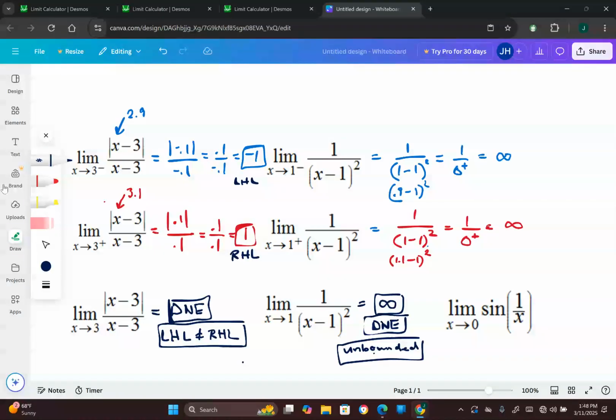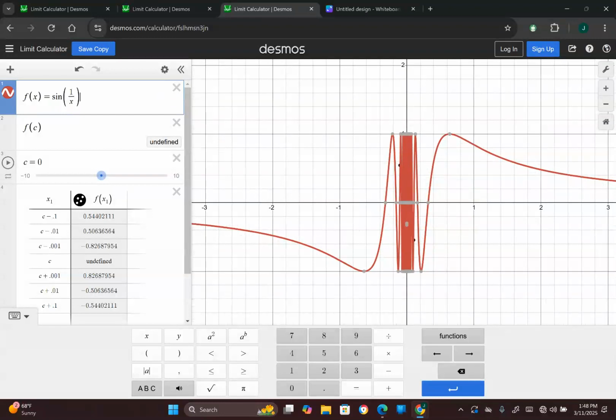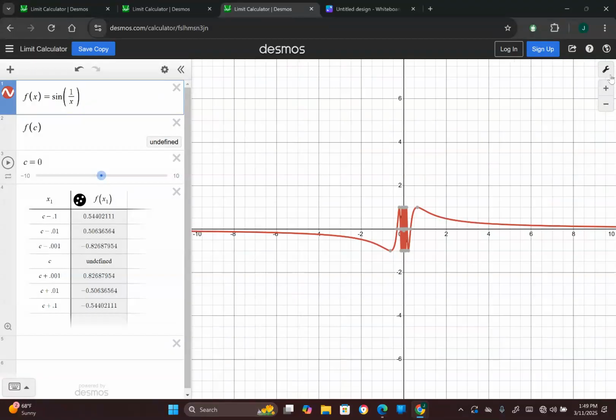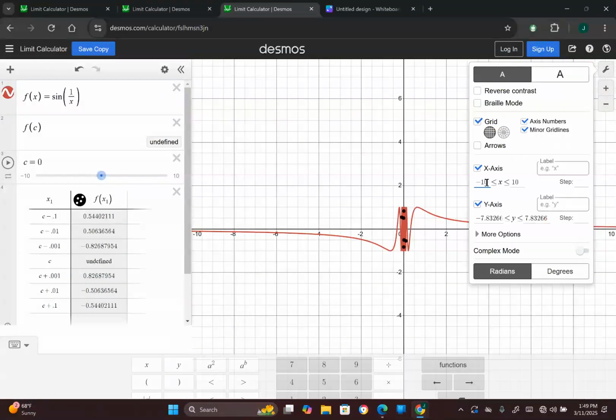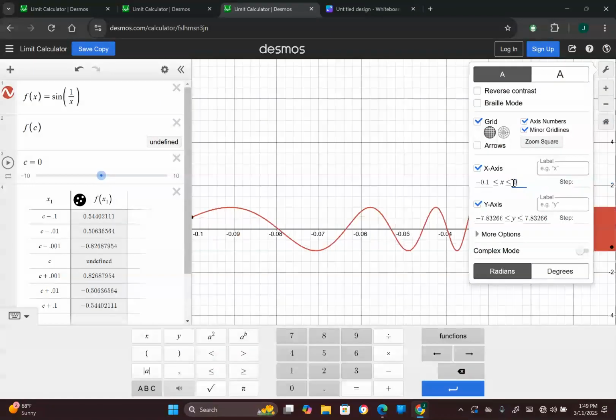Now, this last example I'm going to show you is kind of weird. Sine of 1 over x. Take a look at this graph. We're going to look at the limit as x approaches 0. Well, how am I supposed to look at the limit as x approaches 0? When you look at this graph, it just looks like a clutter. Well, what we're going to do is go to this window key here on Desmos and change the window, okay? I'm going to put in negative 0.1 to 0.1.